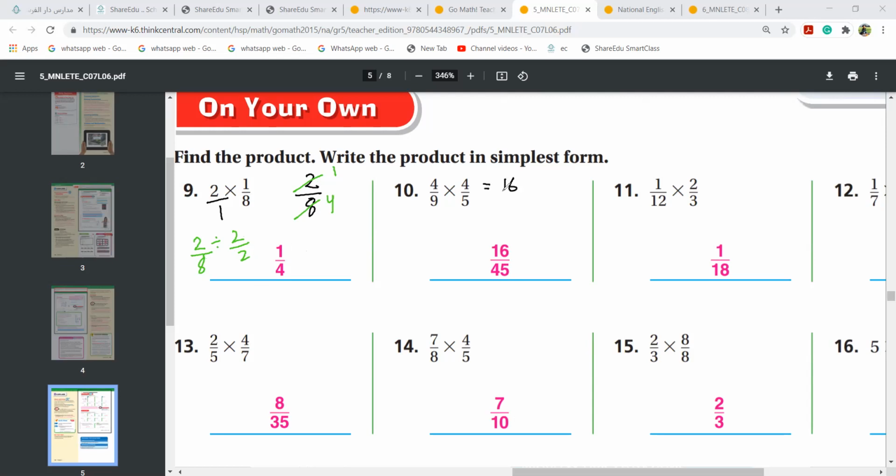Now you have 16. 4 times 4, 16. And 9, 5, 45. You cannot. I didn't really understand. Okay, just simply learn how to do the numerator and denominator. Like 1 times 2 is 2. 3 times 12 is 36. If I divide both by 2, I get 1 over 18.